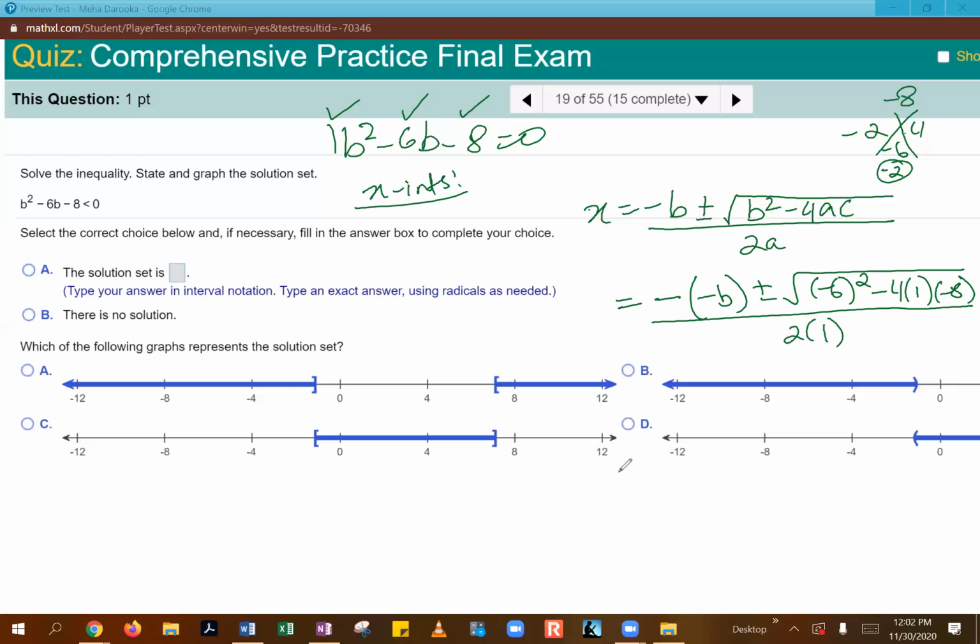So when you clean this up, you would end up with, and that should actually be a 6, not a b over here. So that would give you 6 plus or minus negative 6 squared, which would give you 36. Negative 4 and negative 8 would end up becoming positive. 4 times 8 is 32. And then you're dividing that by 2.